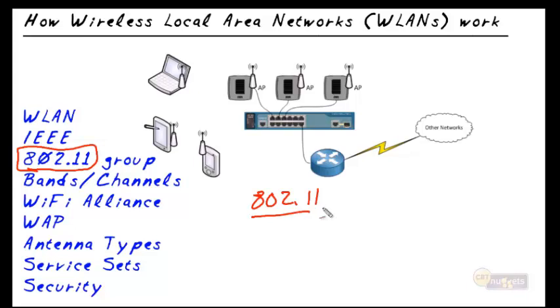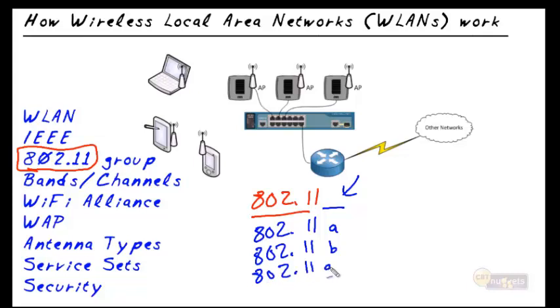So you might see something like, let's get a different color, right here, there may be a different letter. For example, there's 802.11a as one standard and 802.11b as another standard, and 802.11g, and 802.11n. That's an N. So these are the standards.